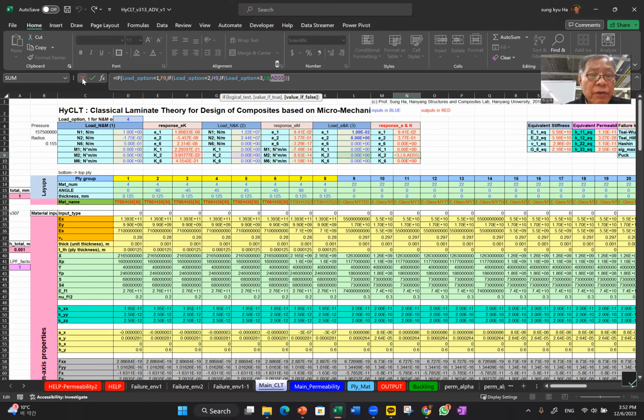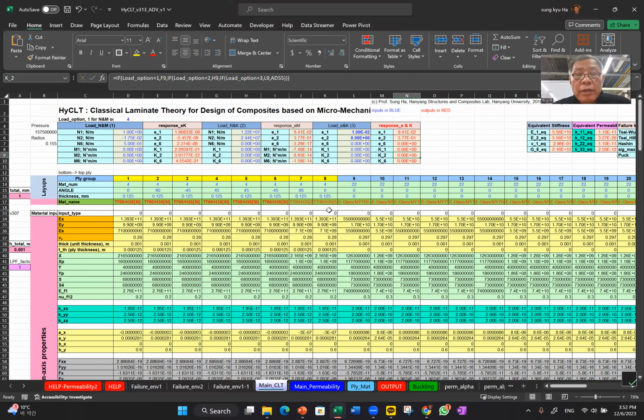If this is a 4, then curvature is 0, then other strain will be calculated, and then stress will be calculated. By the way, that is the same as case 2. Case 2 is a load and curvature.